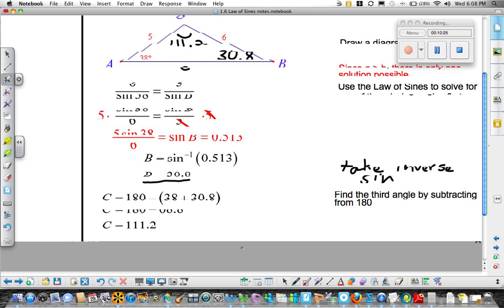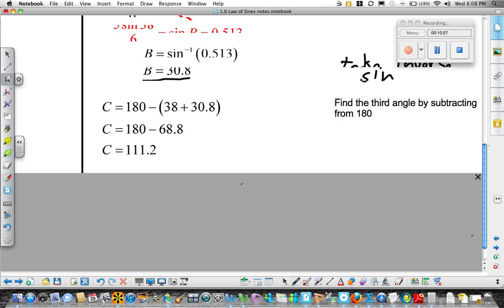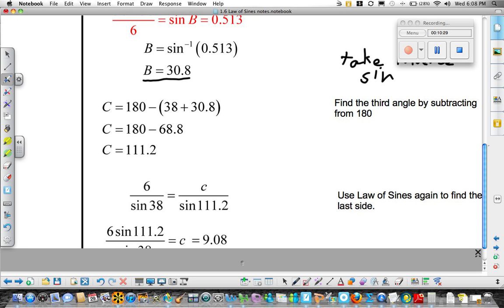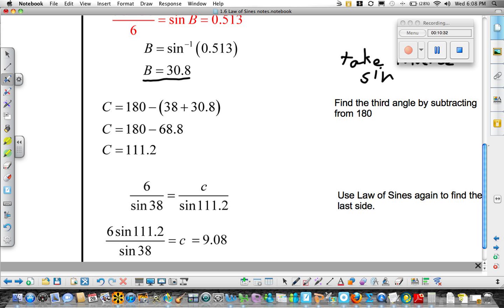Of course, we can't use Pythagorean theorem because this is not a right triangle, but we can use the law of sines. So we'll start with those knowns that we were given at the beginning of the problem, side A and angle A. So 6 over the sine of 38 is equal to C over the sine of 111.2. So we multiply both sides by the sine of 111.2. So that's going to divide out over here. So C is going to be equal to 6 times the sine of 111.2 divided by the sine of 38.